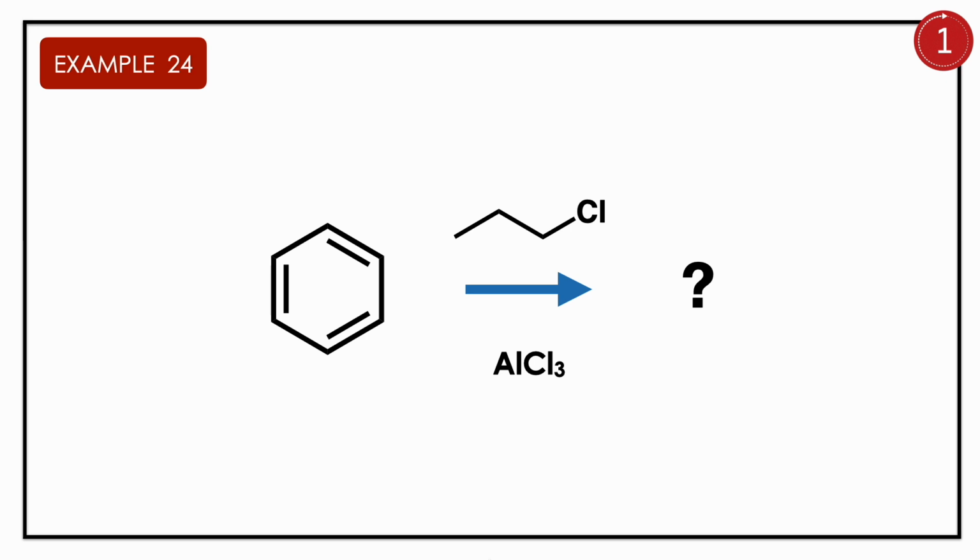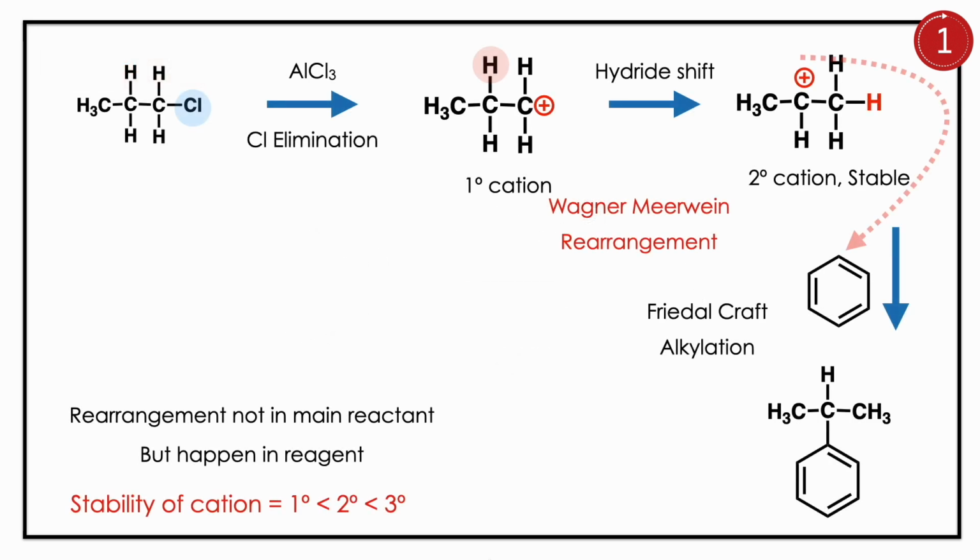Then the next example, you have benzene. You are reacting with propyl chloride, which is n-propyl chloride, and aluminum chloride. You should find what will be the final product. Here you have propyl chloride. If you redraw with carbons, you have chlorine in the system. Aluminum chloride you are using will pull the chlorine out, forming AlCl4 minus. So cation is formed in the system. The cation is a secondary cation.